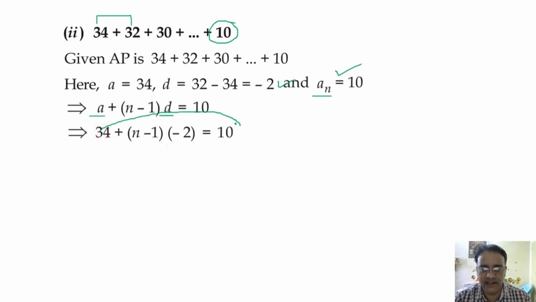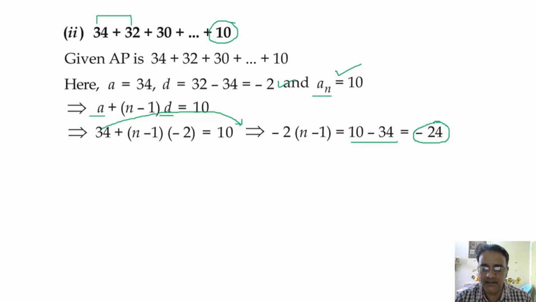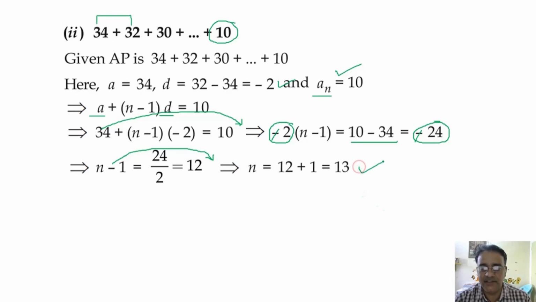Shift 34 to this side, it becomes minus 34. 10 minus 34 becomes minus 24. If we divide minus 24 by minus 2, both minuses cancel and we get 12, since 24 by 2 is 12. Now shift minus 1 to this side. What do you get? n is 13. 12 plus 1, 13.